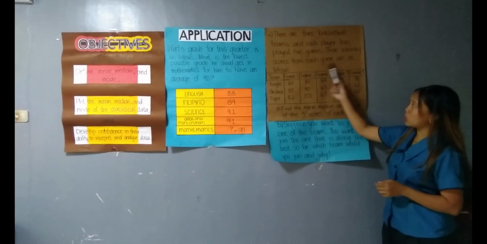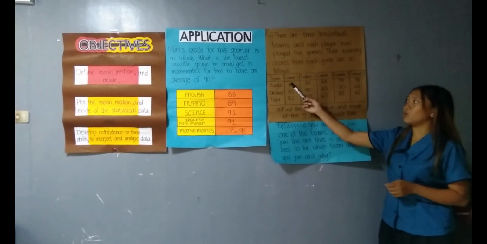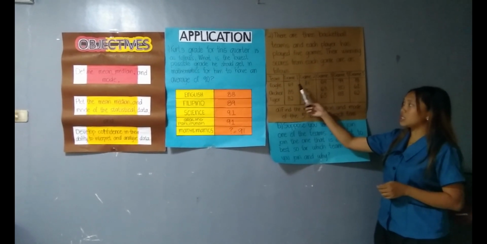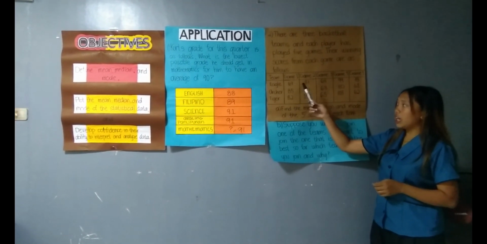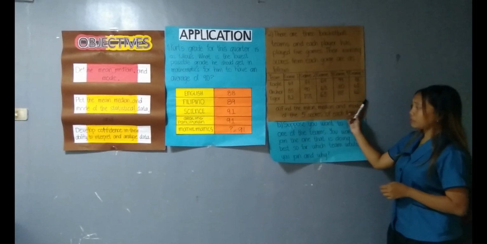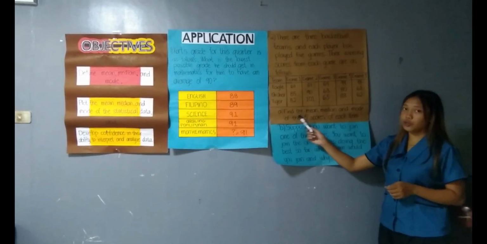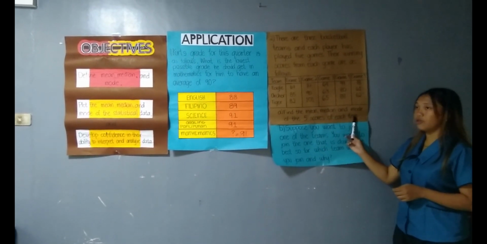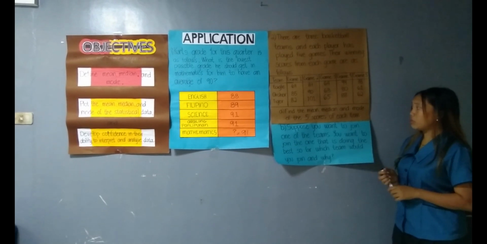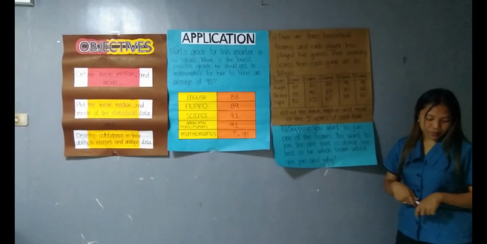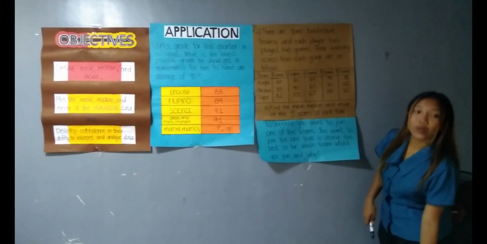And for this problem, there are 3 basketball teams and each player has played 5 games. Their winning scores from each game are as follows. So for Team Eagle, for game 1, they have 67, for Archer, 85, and for Tiger, 82, and so on. So in this problem, we should find the mean, median, and mode of the 5 scores of each team. So the mean for the Eagle is, what is your answer?